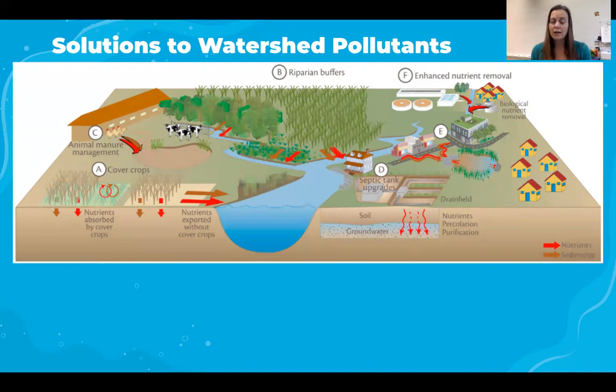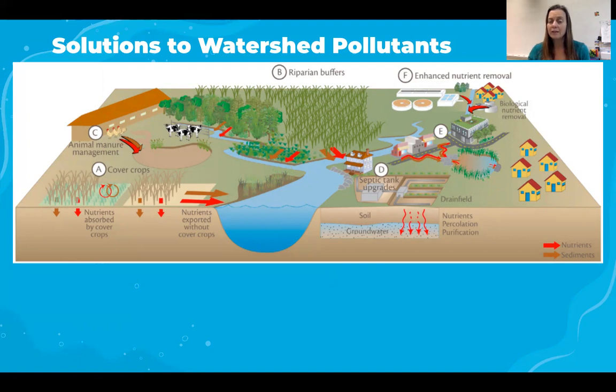Properly managing the animal manure, particularly at concentrated animal feeding operations. Planting and keeping cover crops, because by keeping those cover crops, you reduce the amount of flow of sediment off the land and into the water. So that affects both sediment and nutrient runoff.